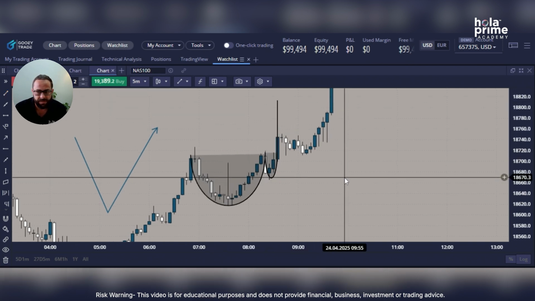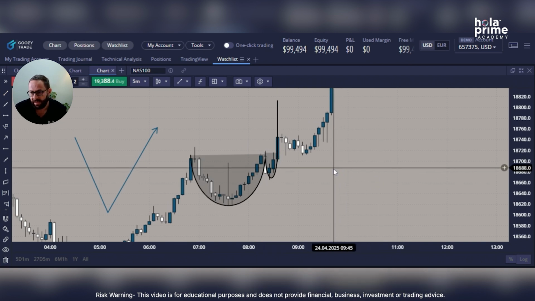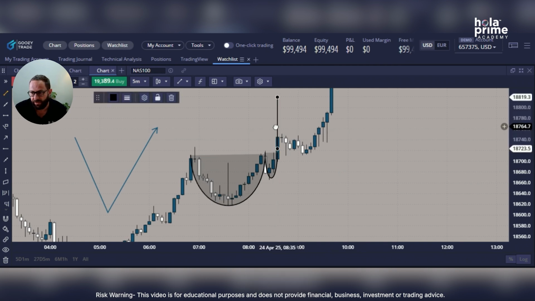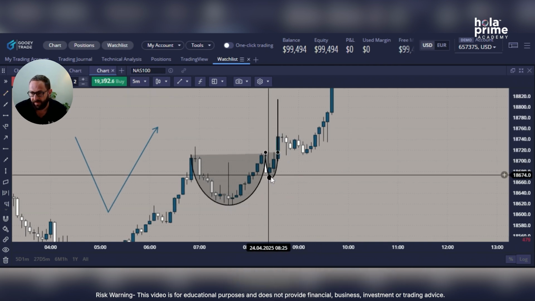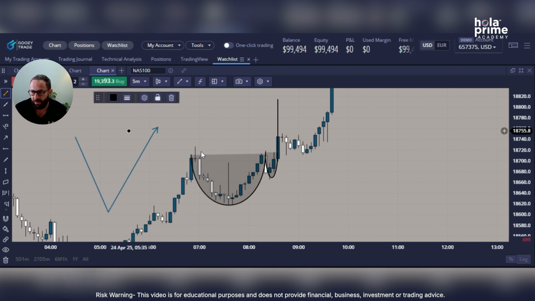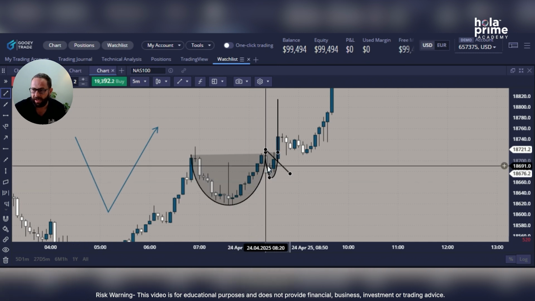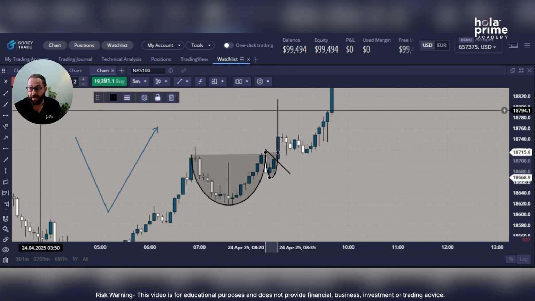It might sometimes be that the handle part of the formation extends a little bit lower in a trend line type of action, if that makes sense. This one we could probably say had a bit more of a horizontal top to the handle part. So you just want to wait until a breakout actually happens and then enter into a trade.